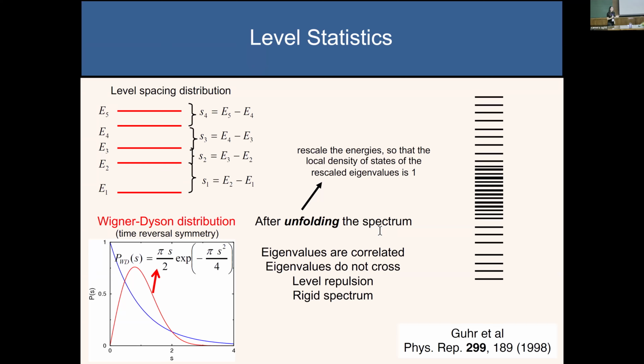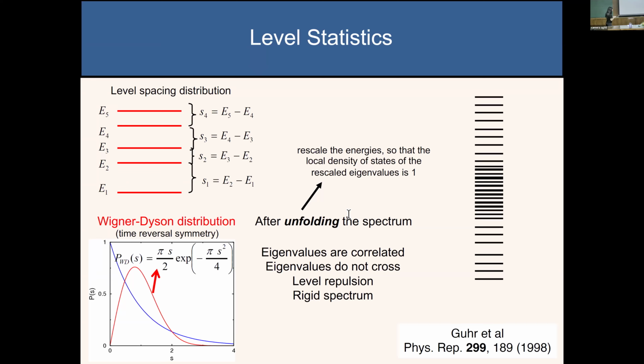People get afraid of the unfolding, but it's no big deal. I'm going to show you a very simple method to unfold the spectrum. People try to avoid unfolding, but I think it's good for you to know that it's no big deal. So what does it mean to unfold the spectrum? You're going to remove from the spectrum properties that are specific to the system that you're trying to study. What you want to know is the fluctuations, not the specific properties of each system.